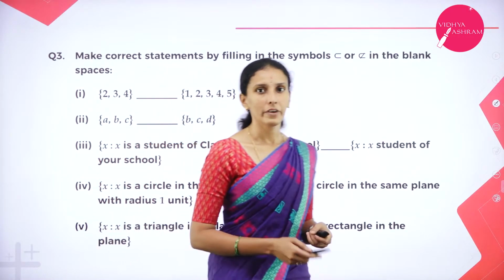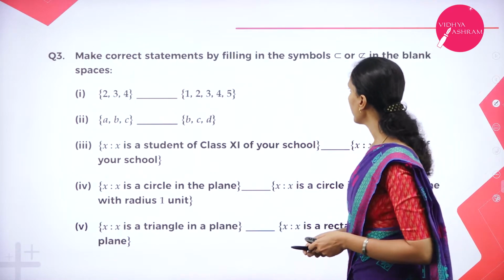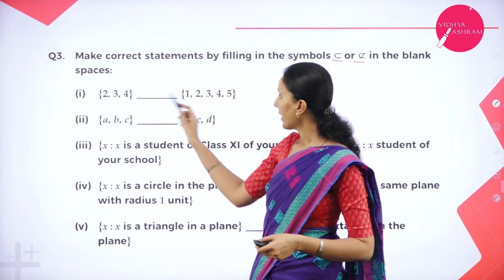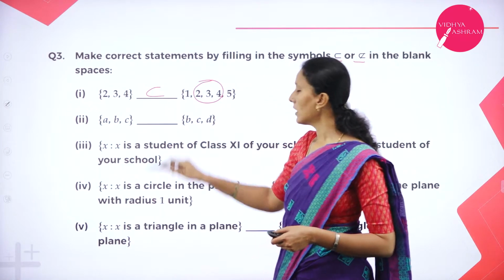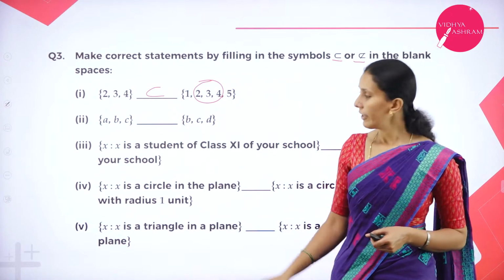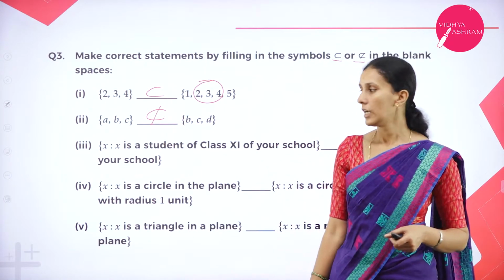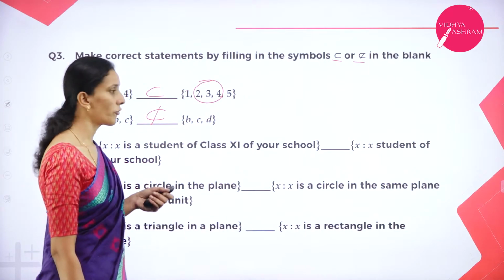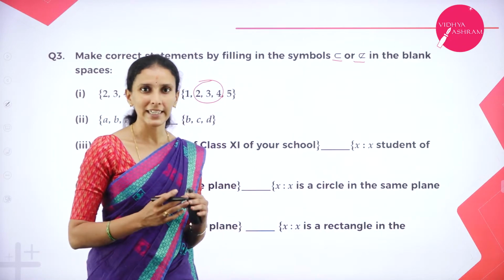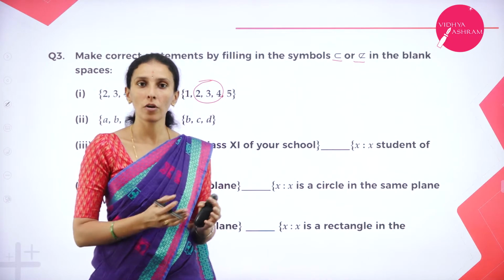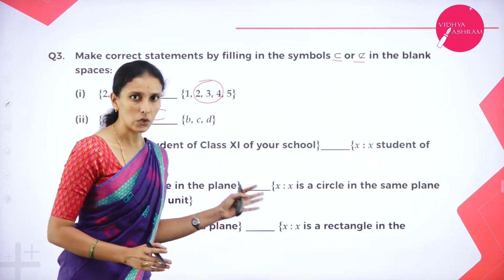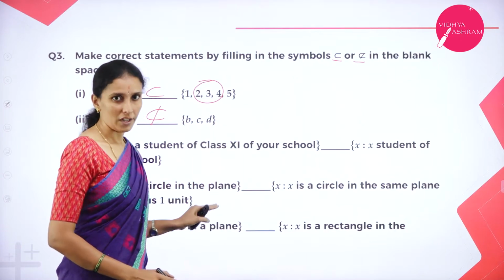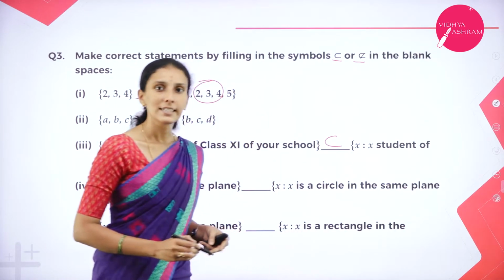So next question given here. Make correct statements by filling in the symbol subset and not subset in the blank spaces. So 2, 3, 4: we can directly write it is a subset because 2, 3, 4 is in the second set. A, B, C: clearly we can write it is not a subset. Next, X is a student of class 11 in your school and X is a student of your school. We know that a school or a college contains all the classes from Montessori to class 12 or Montessori to class 10. So class 11 means first PUC students, who are students of your college also. Yes, it is an example for a subset.